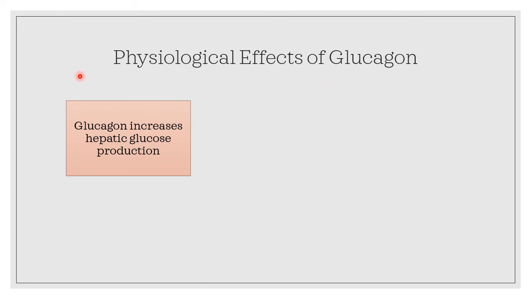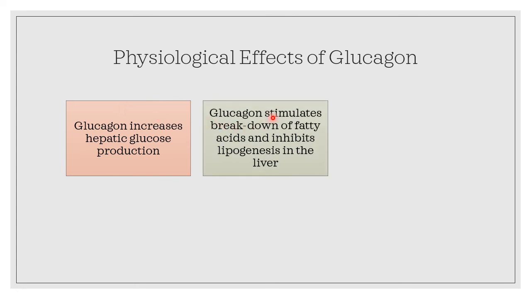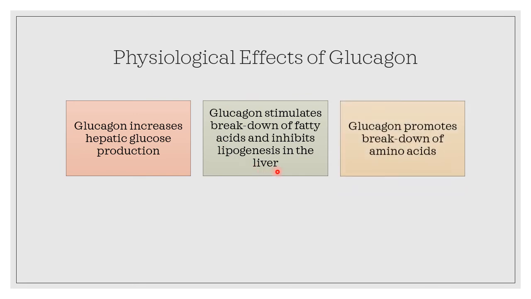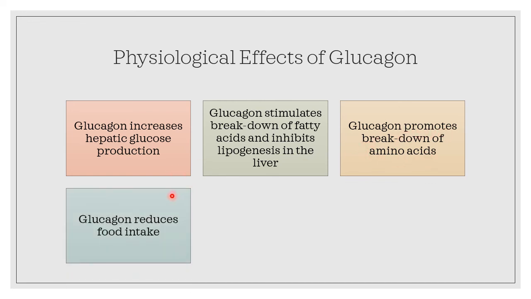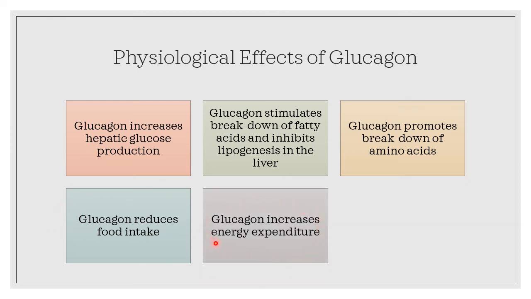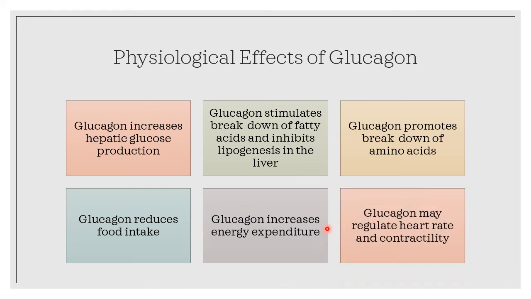So these are the different physiological effects of glucagon. So first, it increases the hepatic glucose production. It stimulates the breakdown of fatty acids and inhibits lipogenesis in the liver. So aside from these, it also promotes the breakdown of amino acids. It also reduces food intake, and it increases energy expenditure. Lastly, it may also regulate the heart rate and contractility.